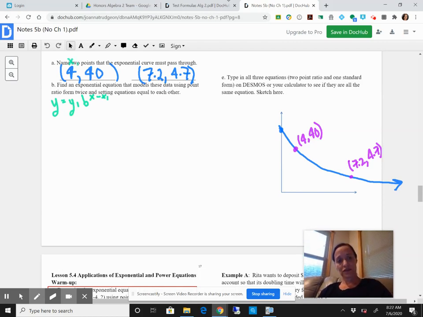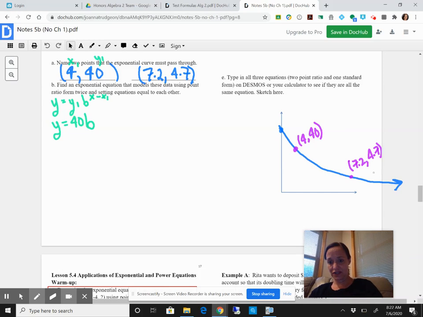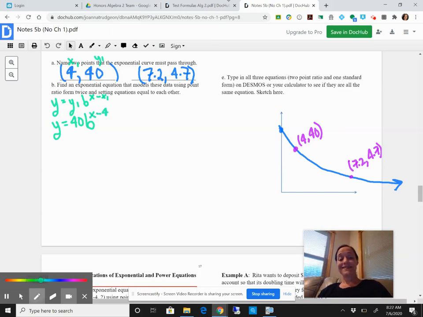This is x1, this is y1. And I'm going to put y equals 40 times b to the x minus 4. I don't know what the common ratio b is. I do know this is decay, so b should be between 0 and 1 because it's going down. And then the other one.